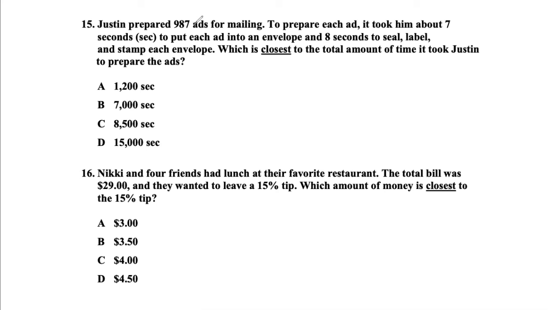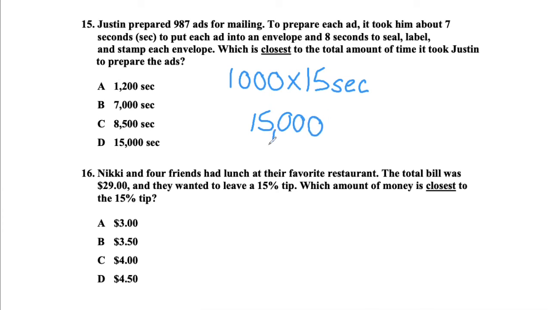So for this question, we need to approximate, then multiply. If it took him 7 seconds to put each ad into the envelope and 8 seconds to seal, label, and stamp it, it'll take him 15 seconds to prepare each envelope. He prepared a total of 987 ads, which if we round this number, we would get 1,000. And if we multiply 1,000 by 15, we're going to get 15,000, or answer choice D.